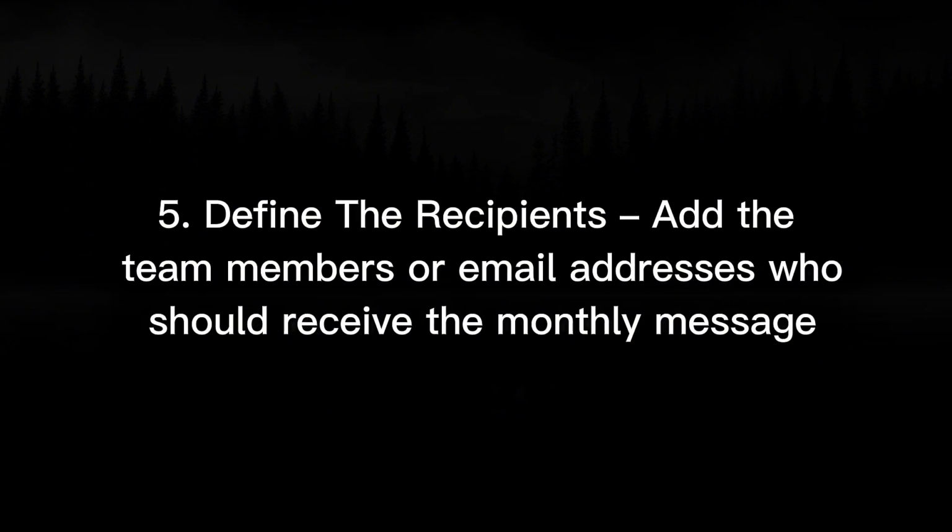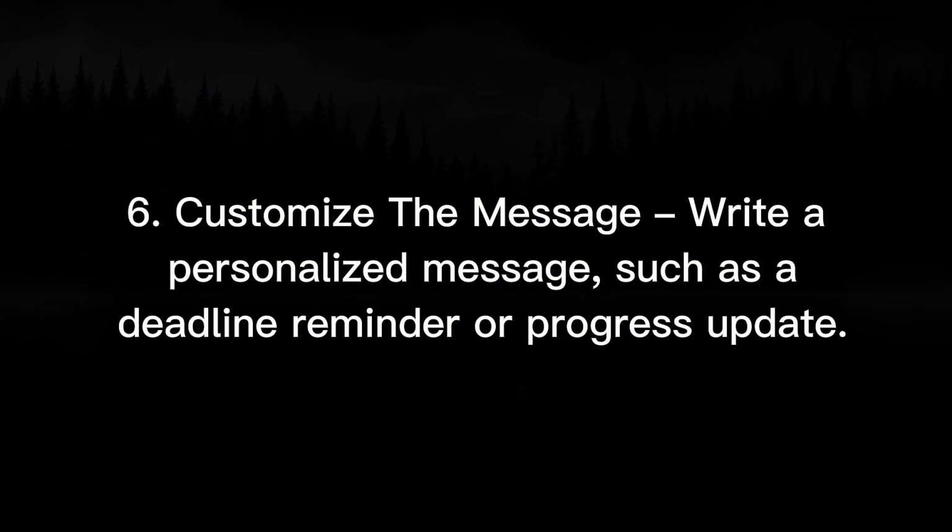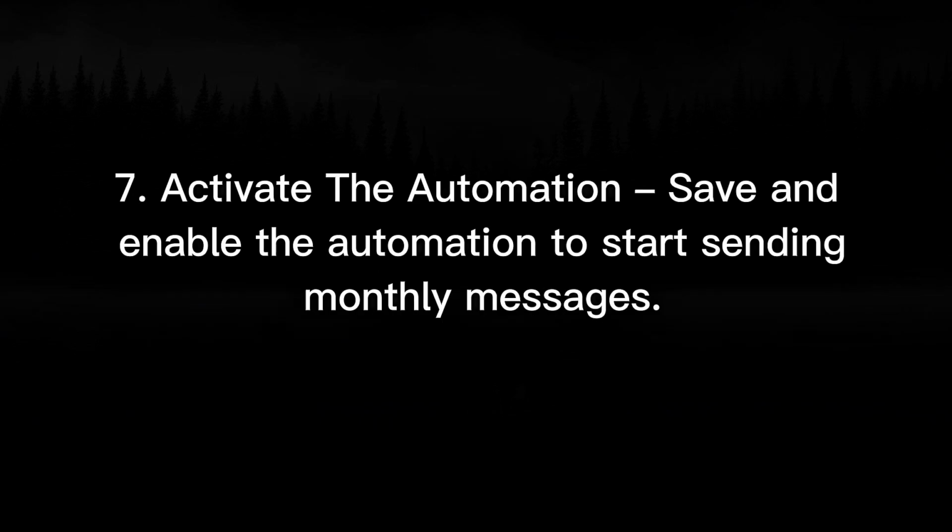5. Define the recipients. Add the team members or email addresses who should receive the monthly message. 6. Customize the message. Write a personalized message, such as a deadline reminder or progress update. 7. Activate the automation. Save and enable the automation to start sending monthly messages.